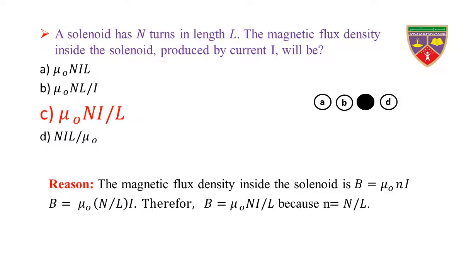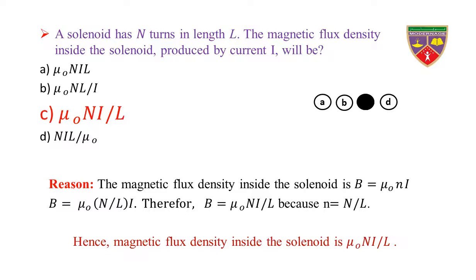Reason: the magnetic flux density inside the solenoid is B is equal to mu naught n I. B is equal to mu naught into N divided by L into I. Therefore, B is equal to mu naught N I divided by L, because small n is equal to capital N divided by L. Hence, magnetic flux density inside the solenoid is mu naught N I divided by L.